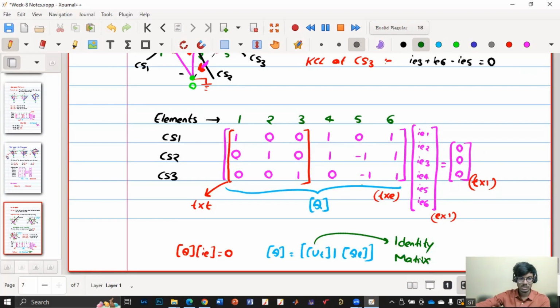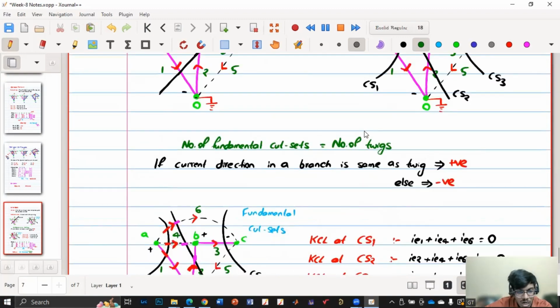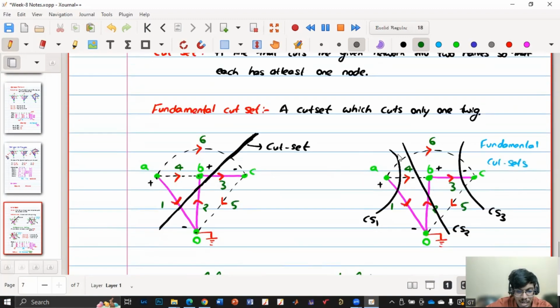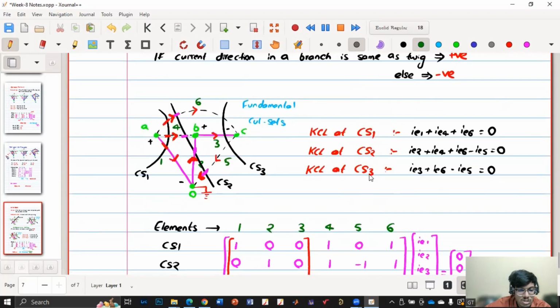So is this part clear, or should I explain the last part again? Okay, I'll just quickly explain. For the cut set, we have to consider the fundamental cut set. A fundamental cut set breaks the circuit into two parts so that on each side there will be one node, and it is a cut set which cuts only one twig. So the number of fundamental cut sets is equal to the number of twigs. So the convention is the same.